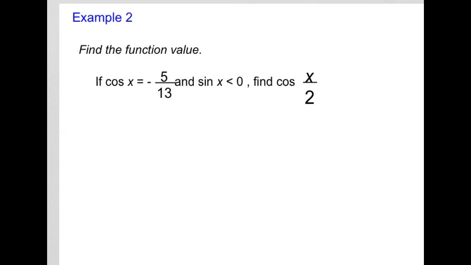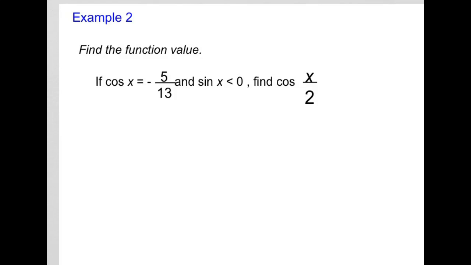Okay, now we're actually given different information. In this one, we're given cosine of x, which is negative 5 over 13. We're told that sine x is less than 0, and we actually need to find cosine of x over 2. But the first thing I need to do is determine if I'm going to use a positive or negative version of my half-angle identity. Let's look at this.